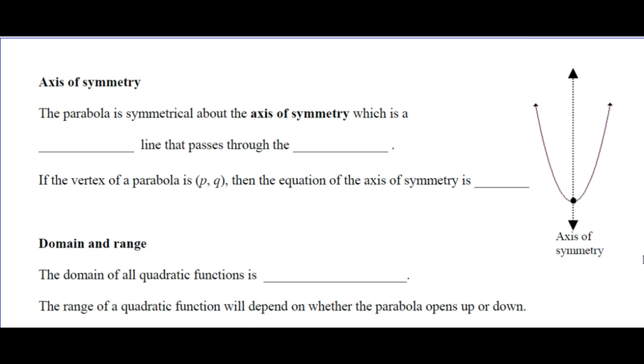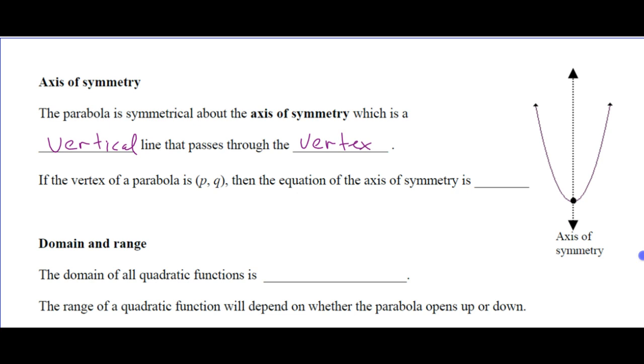Axis of symmetry. The parabola is symmetrical about the axis of symmetry, which is what kind of line? Vertical. Vertical line. Yeah, it's straight, but all lines are straight. That's what a line is. That passes through, where does it go through? The vertex.